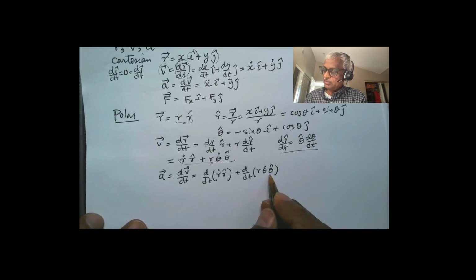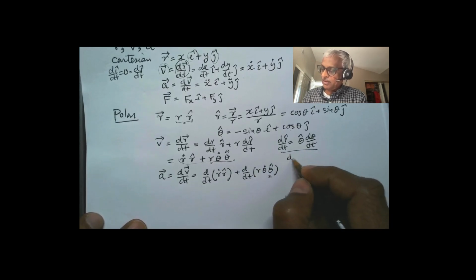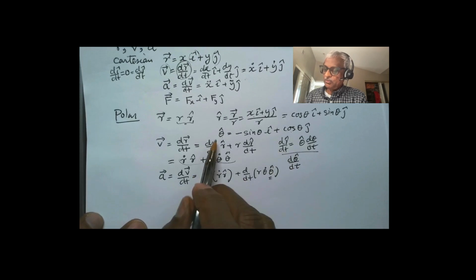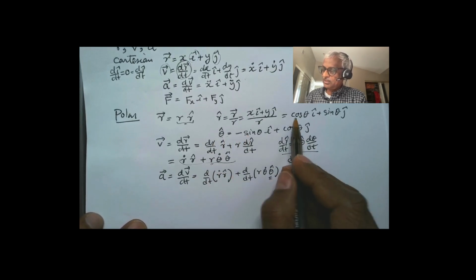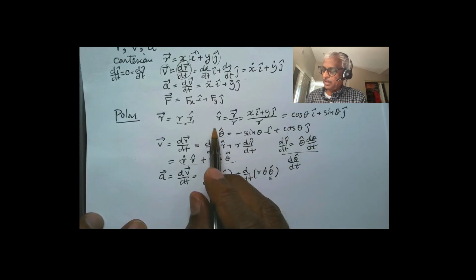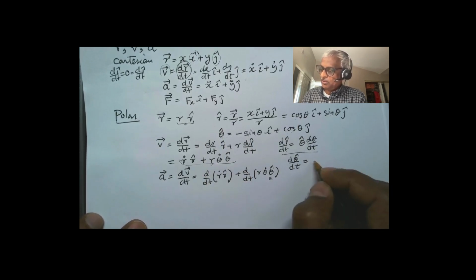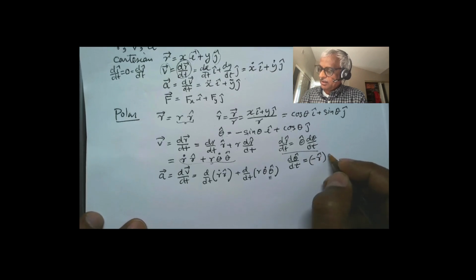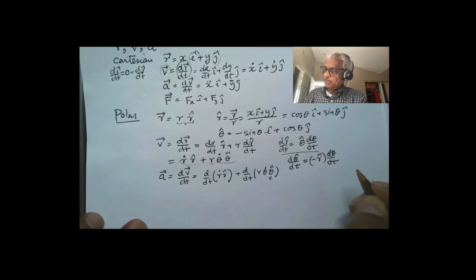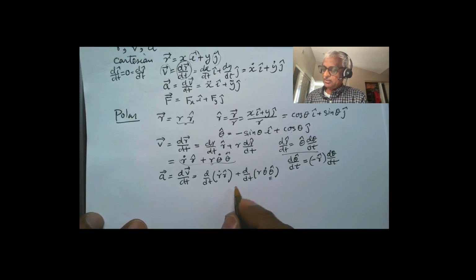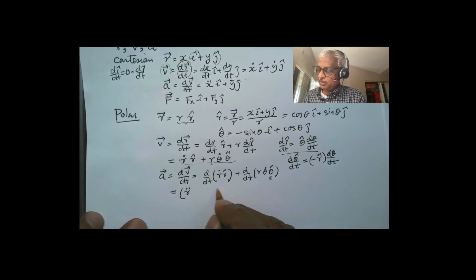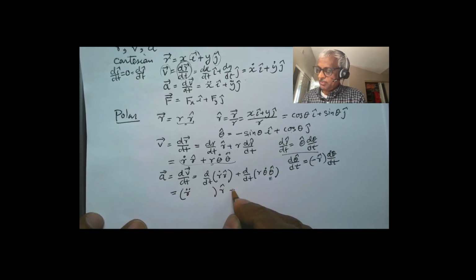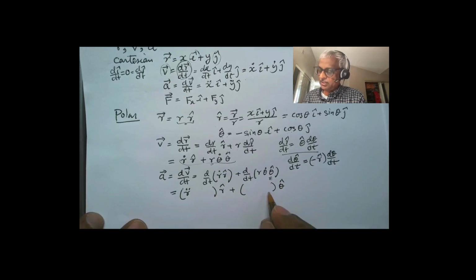So this will require doing d theta hat/dt. If you do the derivative of this, minus sine will go into minus cosine, and cosine will go into minus sine. So I'm going to get minus r hat, so this will give you minus r hat d theta/dt. After all of this, you should check that it's going to be r double dot, so there will be something times r hat plus something times theta hat. This is along the r hat direction, this is along the theta hat direction.